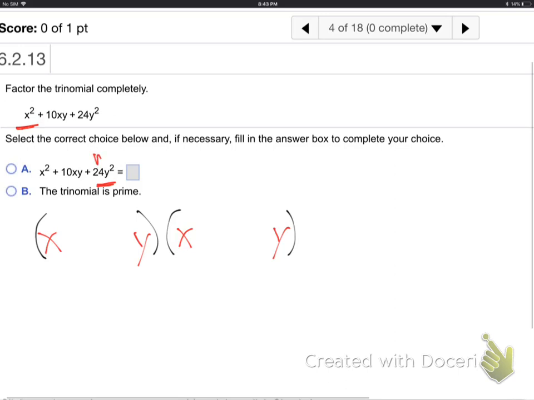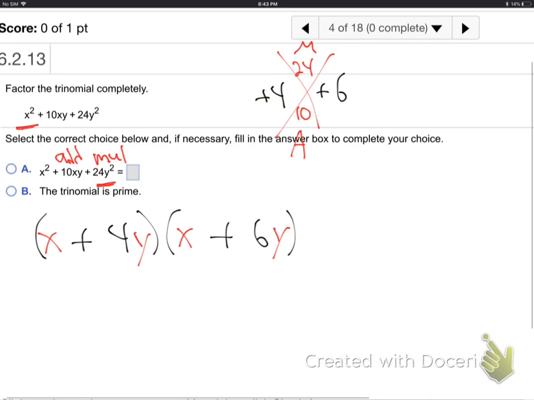So we're looking for two numbers that multiply to be 24 and add to be 10. So what times what multiplies to be 24 and adds to be 10? 4 and 6. Everything's positive here, huh? So plus 4y, plus 6y. You can put the 6 first and the 4, it doesn't matter.